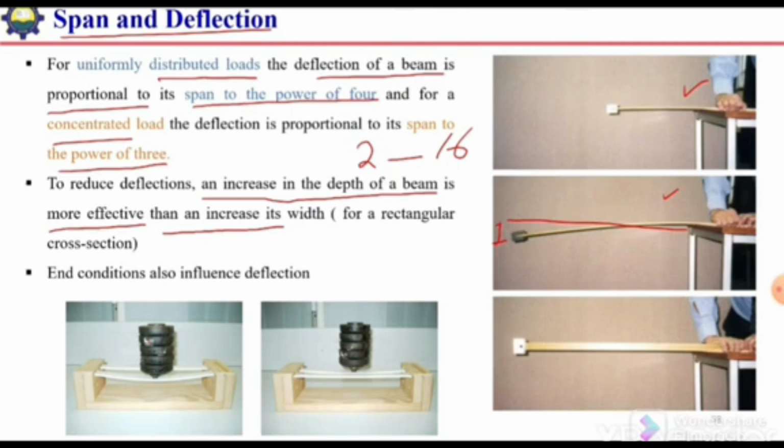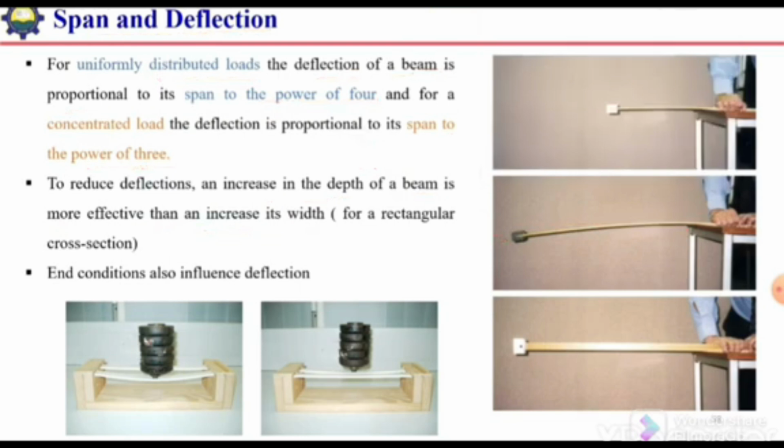Here we have the same section and same span, but here the depth is less and the width is large. Here we have reduced the width but increased the depth. In that case there will be very little deflection.